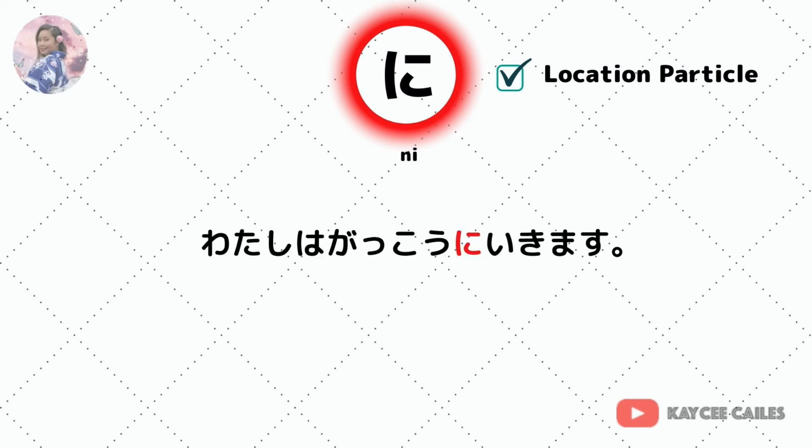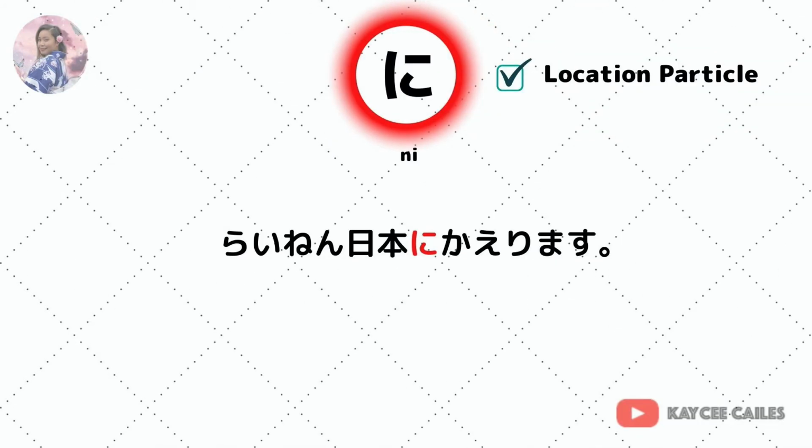Watashi wa gakko ni ikimasu. Watashi wa. Gakko is the location or our destination, meaning school, followed by the particle ni to mark the location. And our verb is ikimasu. Watashi wa gakko ni ikimasu. I go to school.